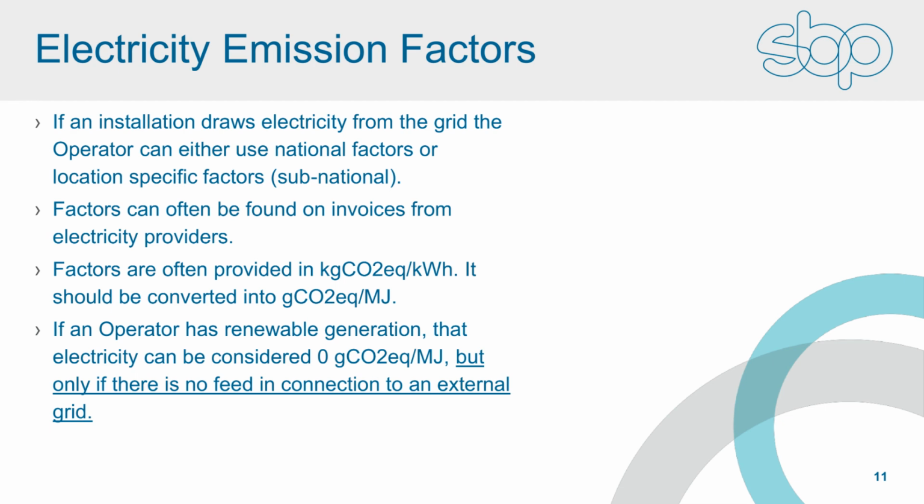If your operator has on-site renewable generation, say wind or solar, that electricity can be counted as zero, but only if there is no feed-in connection back to the grid. If there is a feed-in connection to the grid, the emission factor must be the grid factor.